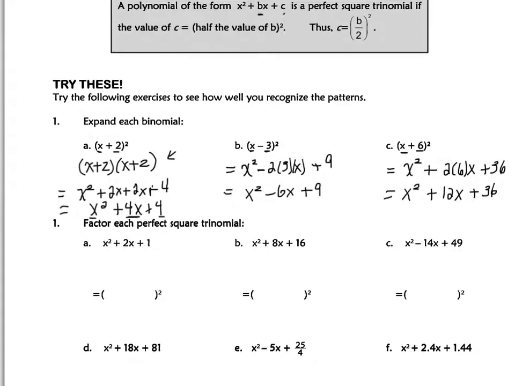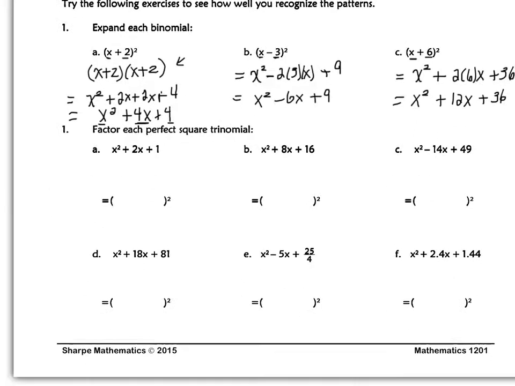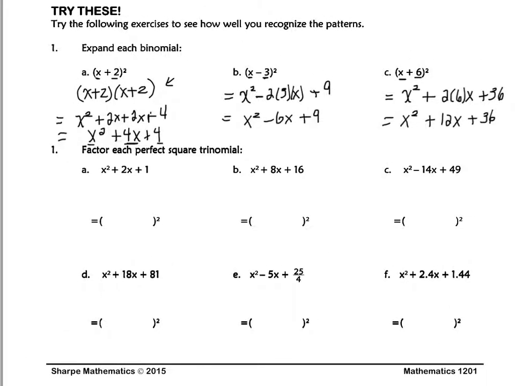Alright, so now let's start off with the trinomials and see if we can come up with the factors. We know that this is a perfect square trinomial because the first term is a perfect square, the last term is a perfect square, and the middle term is twice the product of those two square roots. So we would know that the factor should be the square root of the first term, the square root of the last term, and it should be plus plus, or x plus 1, all squared.